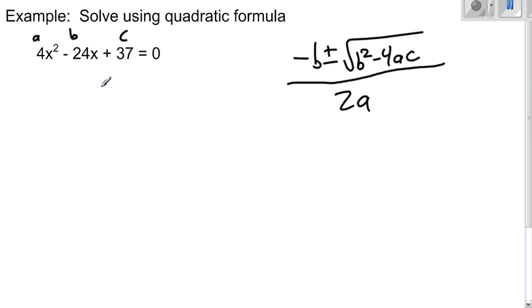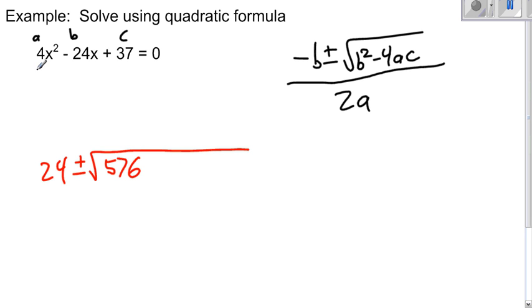So negative b will be a positive 24 plus or minus the square root of b squared, so we're doing 24 squared, 576, minus 4 times 37, which is 592, so minus 592, over 2a. 2 times 4 is 8.